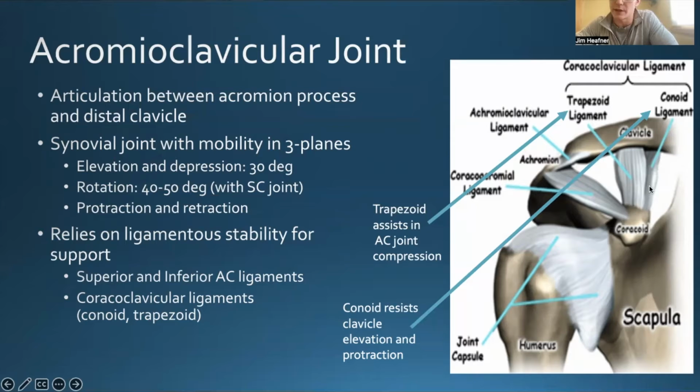So here you can see the more medial one is the conoid ligament, and that resists clavicular elevation and protraction. The trapezoid assists in AC joint compression, so maintaining stability at the AC joint. The more important thing to think about is this runs from the coracoid process, so it runs from the scapula onto the clavicle. So it provides restraint between those two movements. So it helps keep those bones in a good alignment.